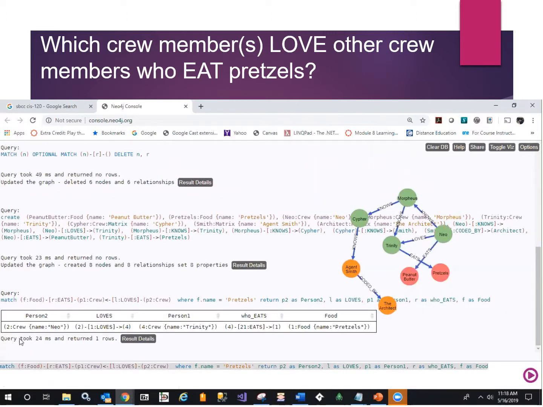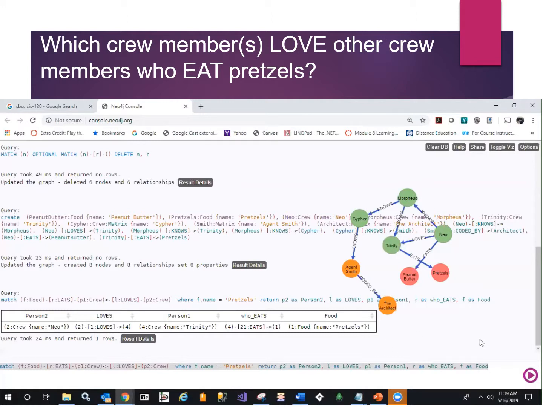And bam. Okay, so it tells us that person 2, who is Neo, loves person 4, so loves Trinity, who eats pretzels. So here we were able to very quickly, in 23 or 24 milliseconds, it was able to tell us all the people who are crew members who love other crew members who eat pretzels. And so, amazingly powerful.